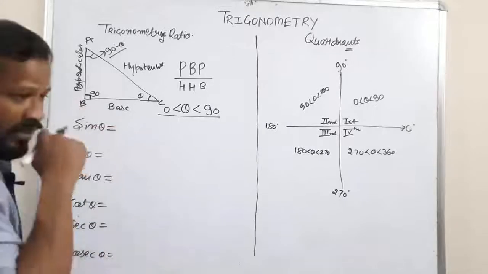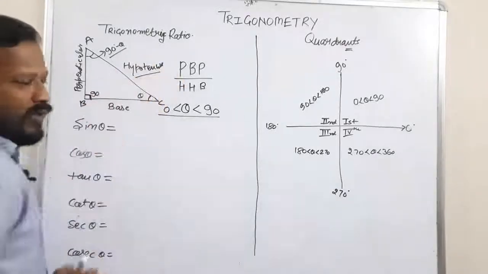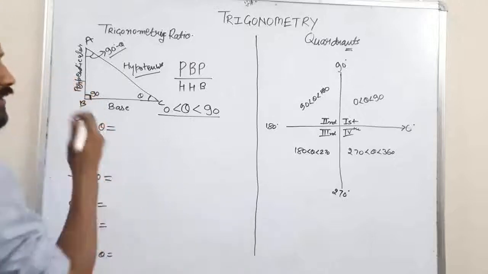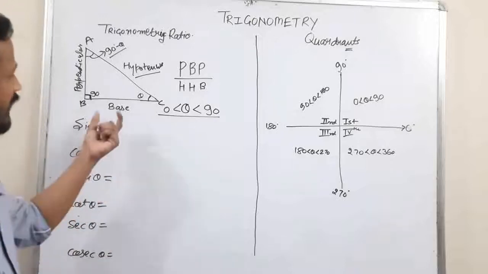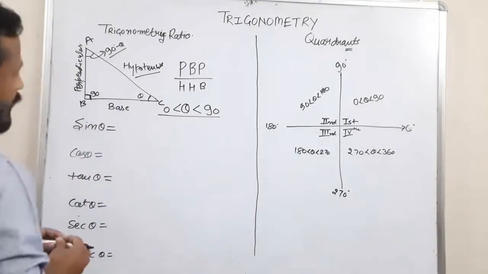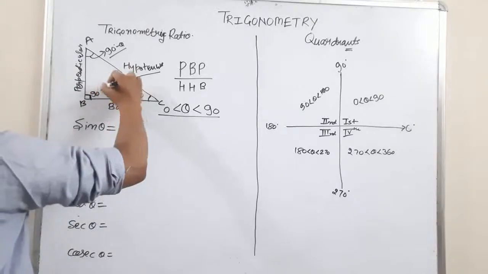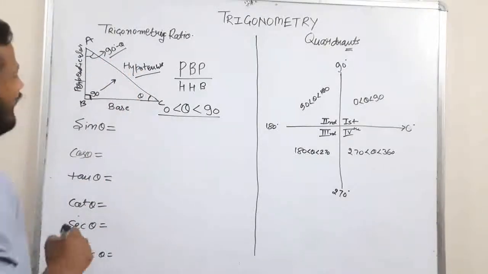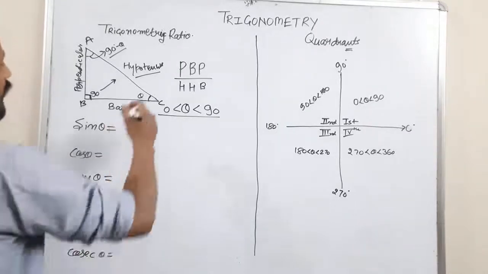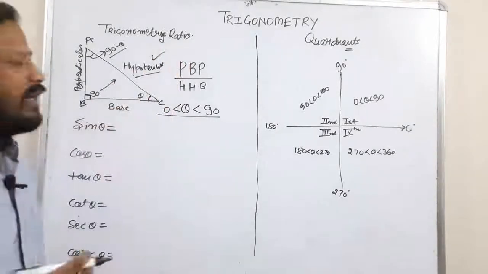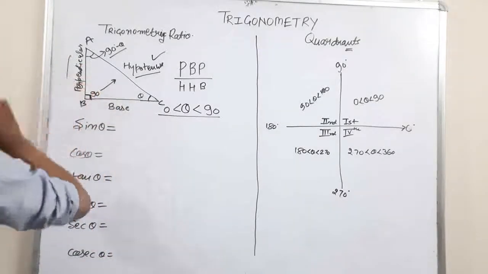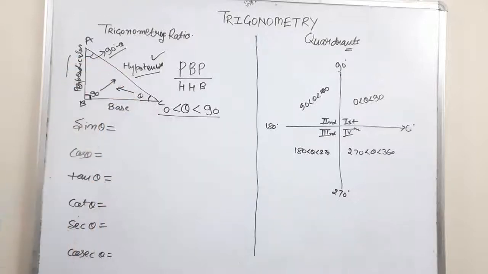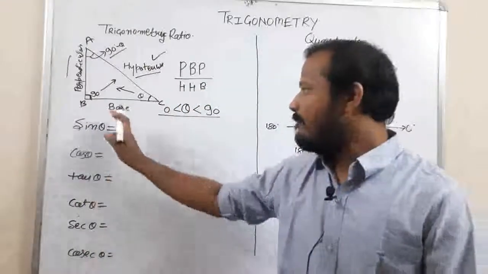Now next, what is the hypotenuse? There are three sides of a right angle triangle. First is the hypotenuse, second is the perpendicular, and third is the base. The line opposite to the 90 degree angle is called the hypotenuse, which is the biggest of all three. The next one is the perpendicular, which is in front of the theta you have considered, and the last one is the base.